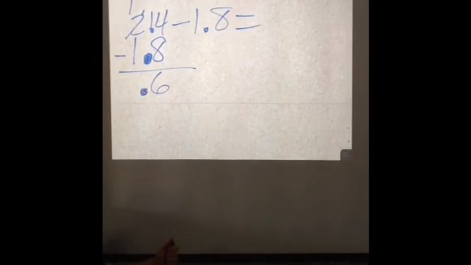Now what do I do that's really important right now? Bring down the decimal. Right. That's probably the most important thing, lining up the decimals and bringing it down. That's as tricky as it gets. If I have 1 finger and I take 1 away, I end up with? 0. So our answer is 0.6, right? Yep. Does that make sense? Yes.